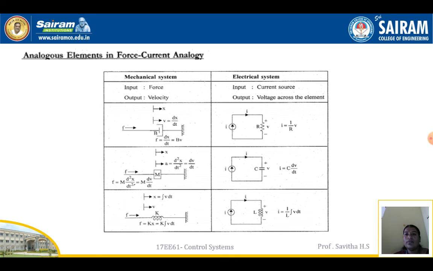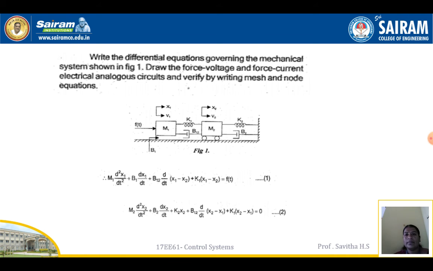Similarly, we'll go for the force current analogy. Here the input is the force and output is the velocity. In the electrical system, input is the current source and output is voltage across the element. First, here also the damper is replaced by R, the mass is replaced by the capacitor, and the spring is replaced by L.